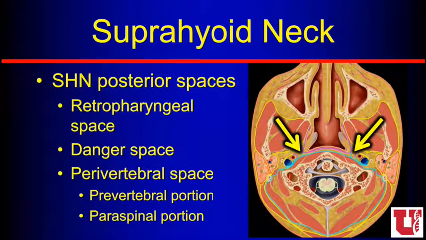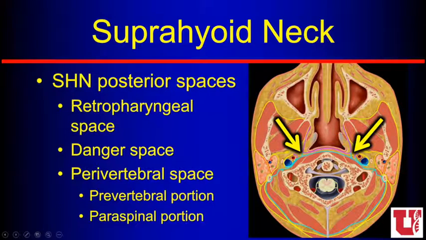We have two big posterior spaces that we talk about, the retropharyngeal space and the perivertebral space. In between them is the danger space. We sometimes think about this as a potential space. That usually there's not anything exciting there, but there can be something very exciting, especially if we have infection that may extend down to the mediastinum, or pathology from the mediastinum that may extend up superiorly.